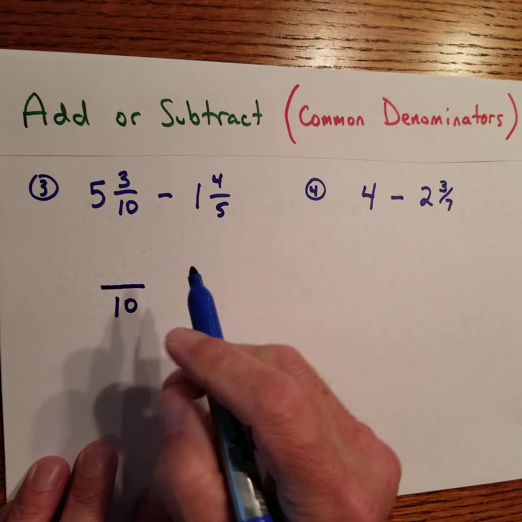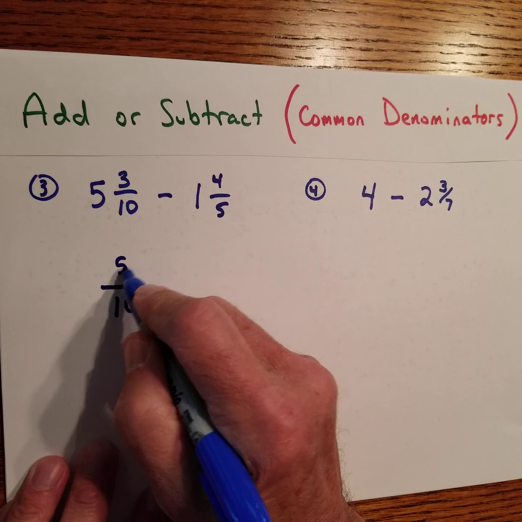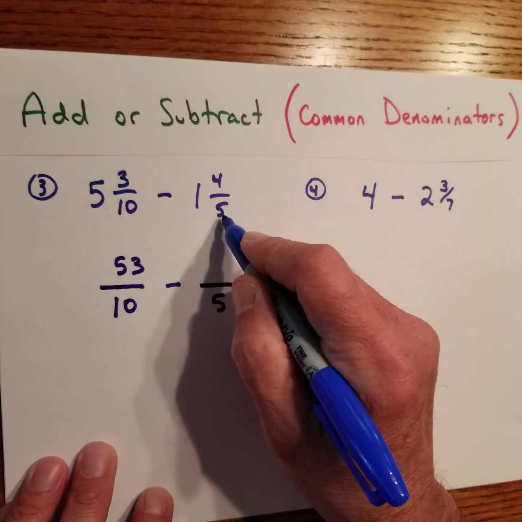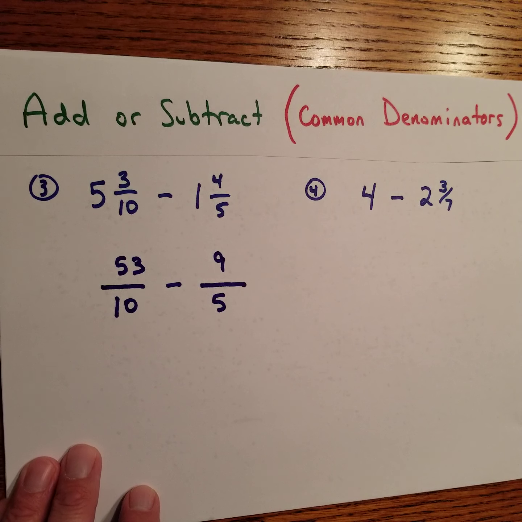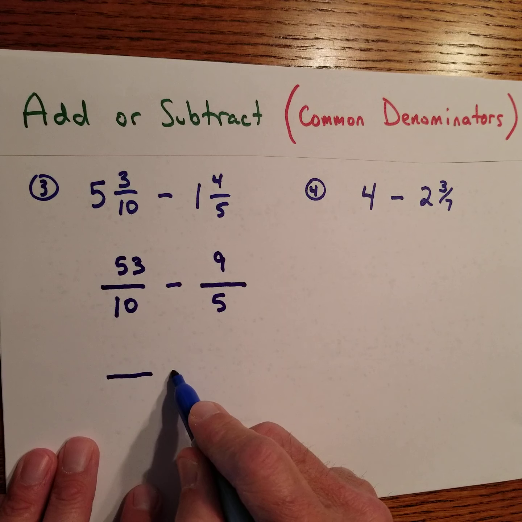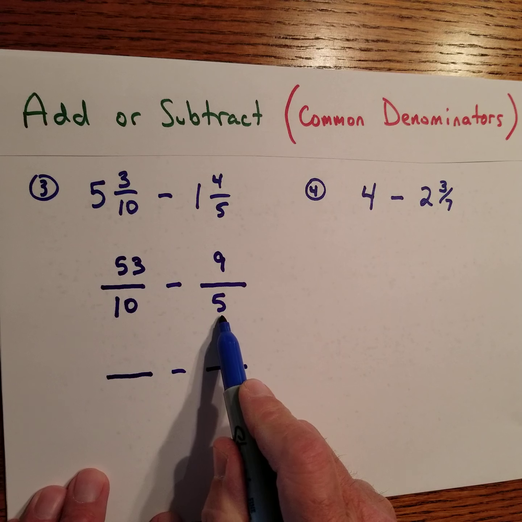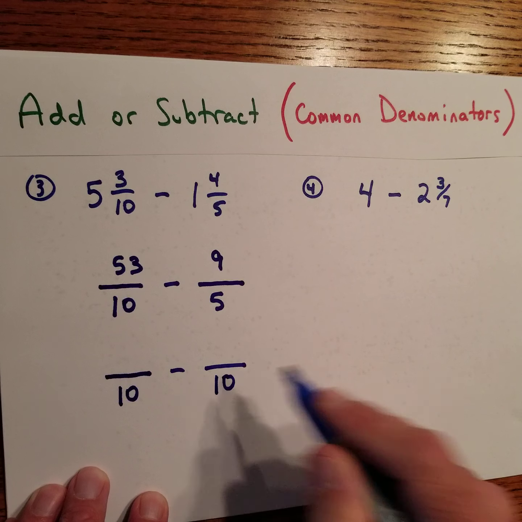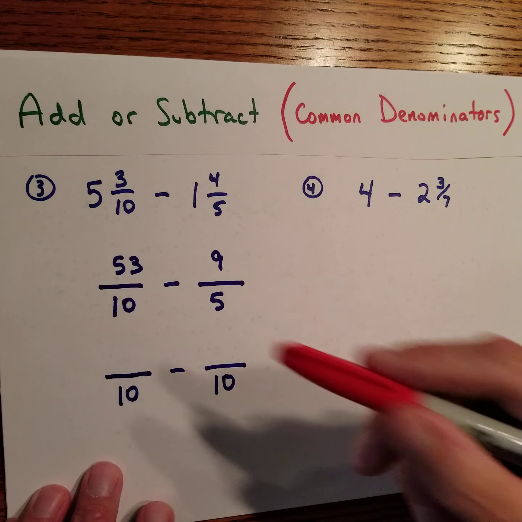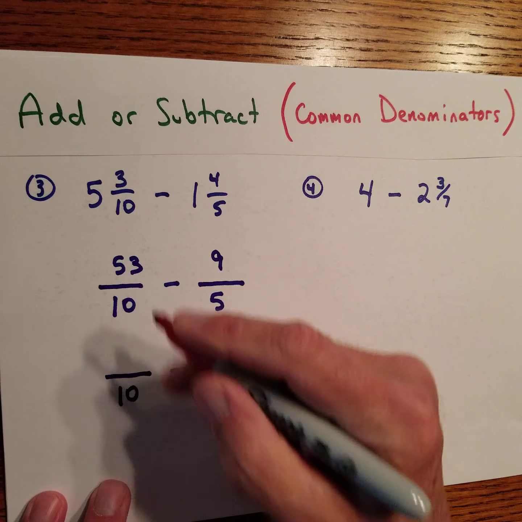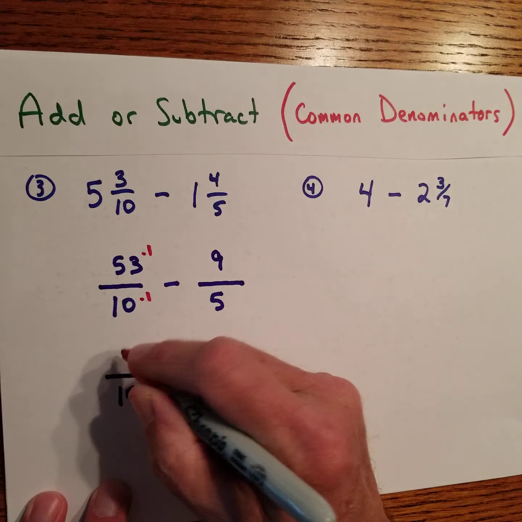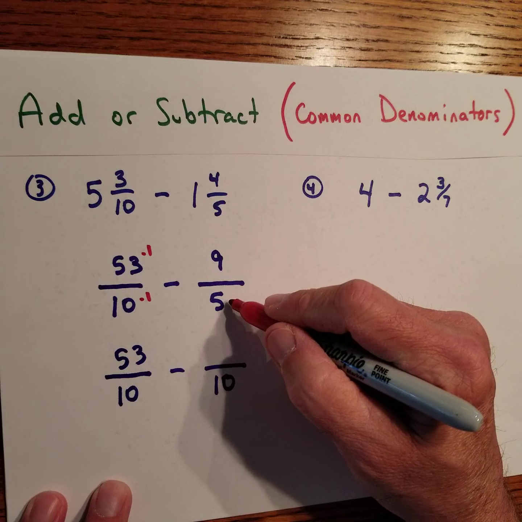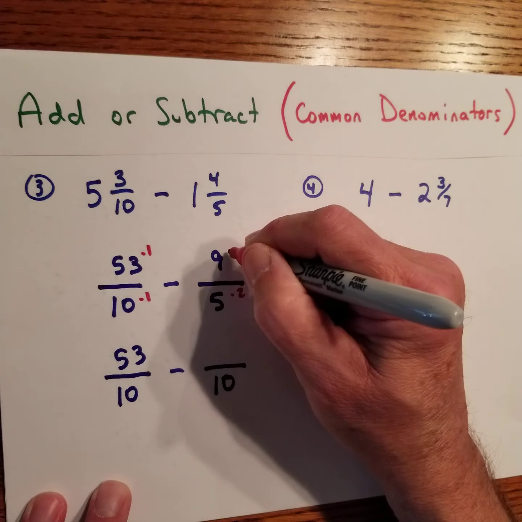Keep the common denominator. 50 plus 3. Keep the denominator. 5 plus 4. Now common denominators. Does the small denominator divide evenly into the big denominator? It does. So use 10. Now what do you multiply times 10 to get itself? Is 1. And what do you multiply times 5 to get 10? That's 2.